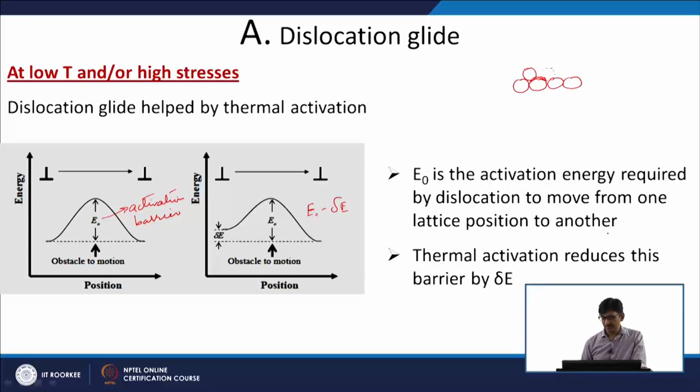So, E naught is the activation energy required by a dislocation to move from one position to another, and thermal activation reduces this barrier by delta E. So, if you keep on increasing the temperature, this delta E will keep on increasing and it will become easier for the dislocation to move. So, that is what we already know: how dislocation movement gives you deformation.